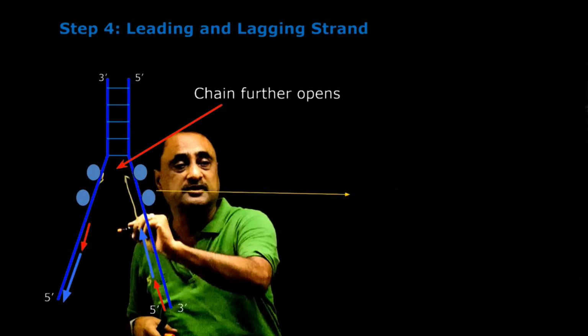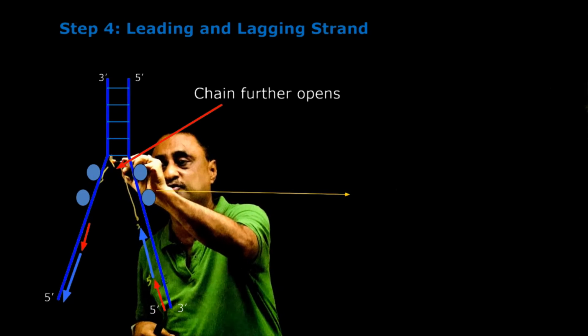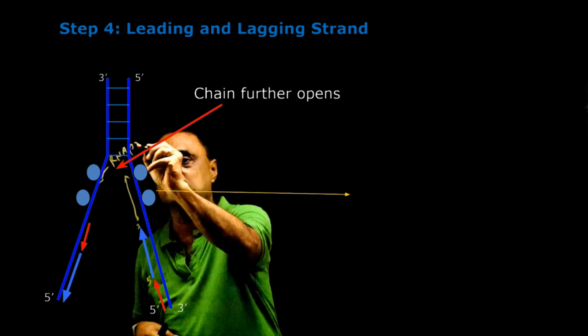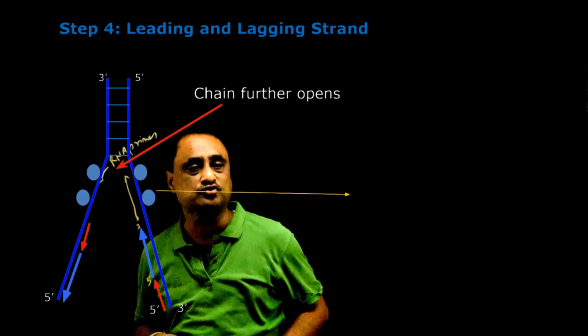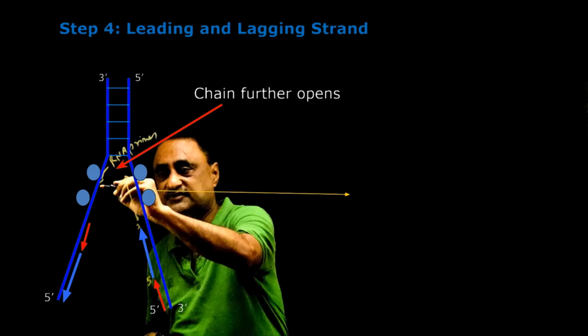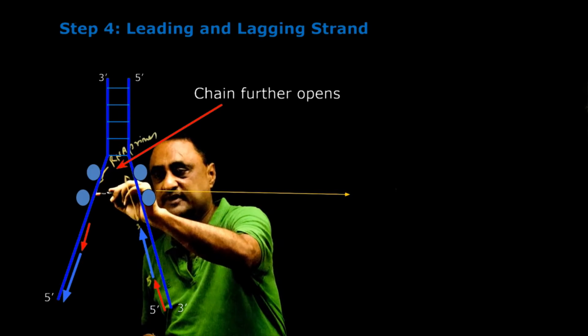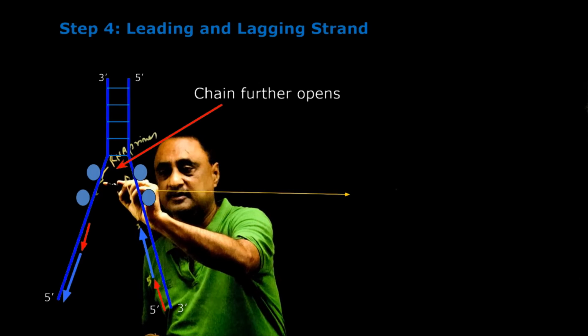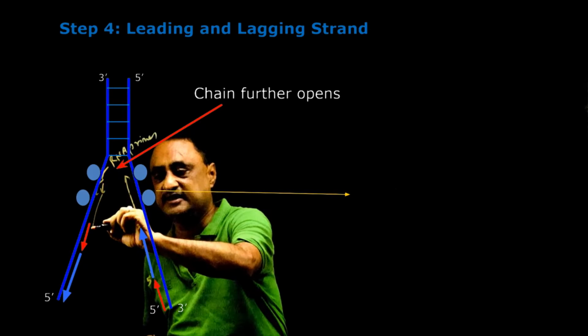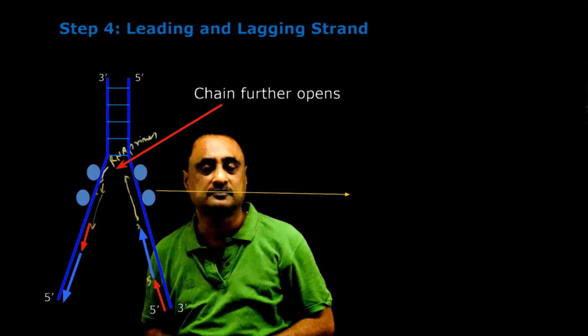Again, there is an RNA going to be formed. So this is going to be the RNA primer, right? And from this RNA primer, what will happen? Again the DNA is going to be synthesized, right?